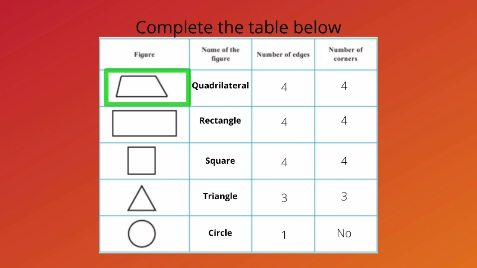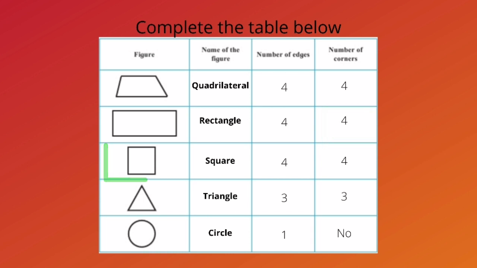It is quadrilateral. So you all are going to write quadrilateral over here. And number of edges, that is 4 in this column, and number of corner, that is 4 in the last column. In this way, we will solve the remaining figure. See the second figure. It is rectangle. So you all are going to write rectangle over here, and number of edges, that is 4 in this column, and number of corner, that is 4 in the last column.